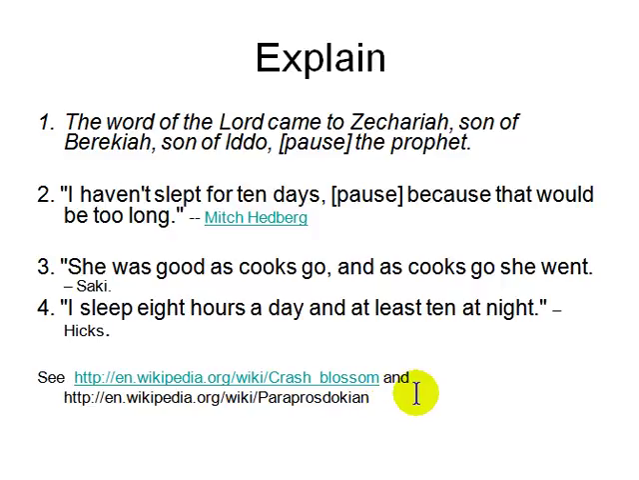And they are known as crash blossoms on Wikipedia, paraprosdokians. There's a lot of them. You can just type them into Google and find all these different ones.